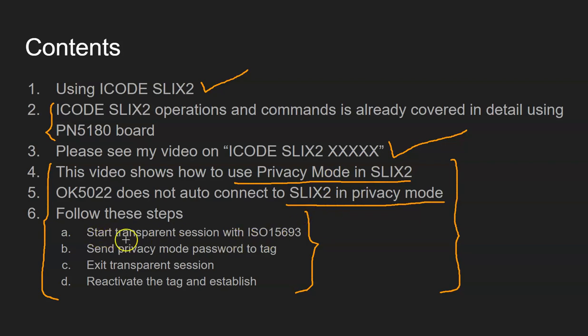You're going to start the transmit session with the ISO 15693 protocol. You're going to send the privacy mode password to the tag, and you're going to exit the transmit session. Then, after the first three steps, the OMNIKEY 5022 will start automatically activating the SLIX2 tag, and this is a very normal operation we do. So you can reactivate and establish a connection and start reading and writing.